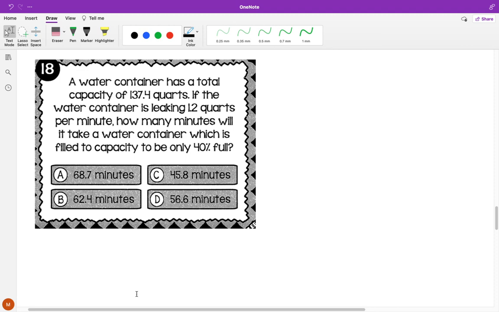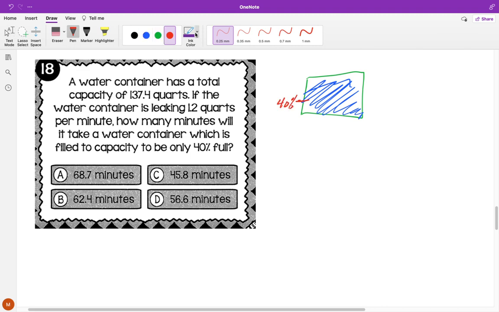So for this, it says a water container has a total capacity of 137.4 quarts. If the water container is leaking 1.2 quarts per minute, how many minutes will it take for the water container, which is filled to capacity, to only be 40% full? So we have this container, and this container is filled to capacity. And we're asking, how long will it take for it to get to 40%?